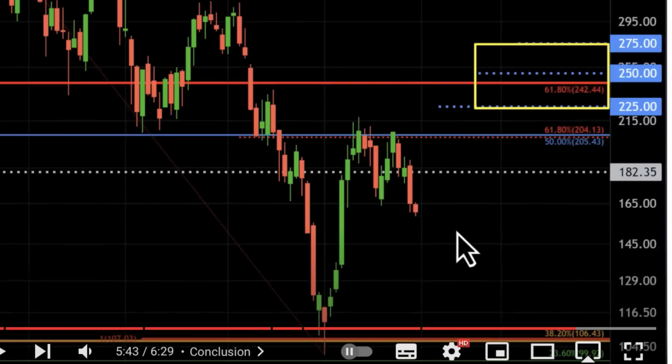225. At the time when I made that video, Tesla was just around 165 or 160, and I was looking for these levels to be tested. Essentially, 225, 250, and 275, all of which have now been tested in the last several weeks.